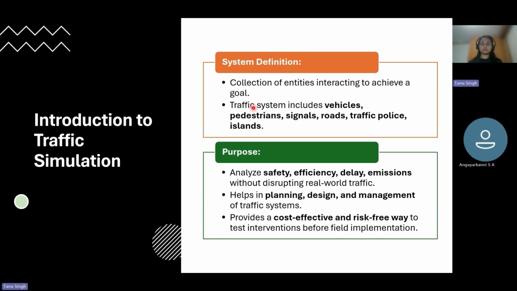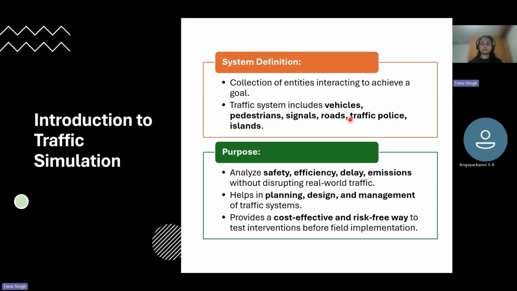Starting, a traffic simulation is a system that is a collection of entities interacting to achieve a particular goal. In the context of traffic, these entities include vehicle, pedestrian, traffic signal, road, traffic police, and channelization devices like islands. These different entities interact with each other to achieve a particular goal.